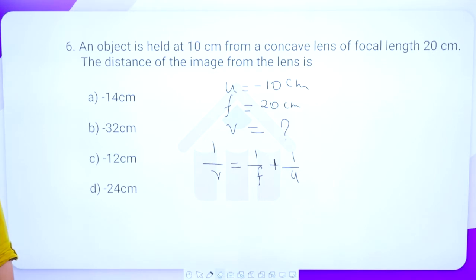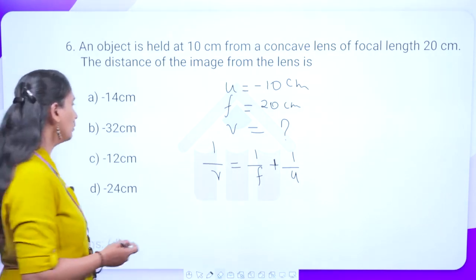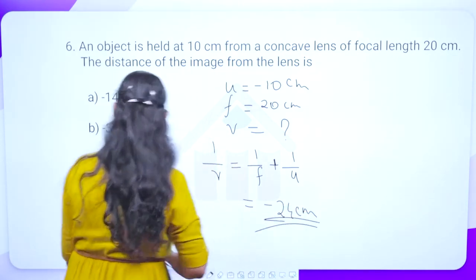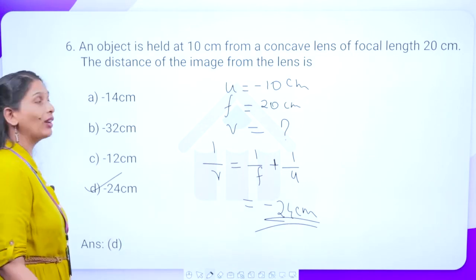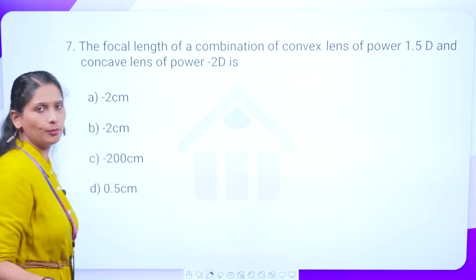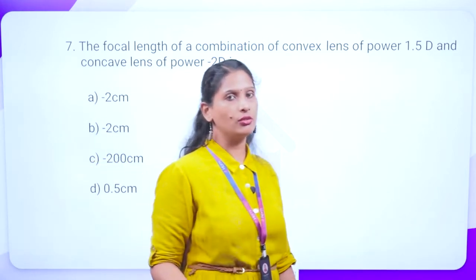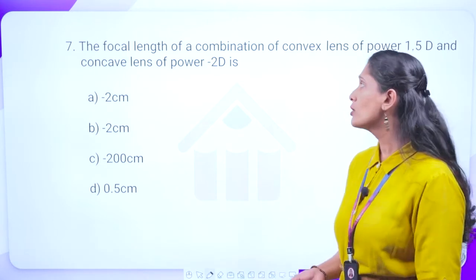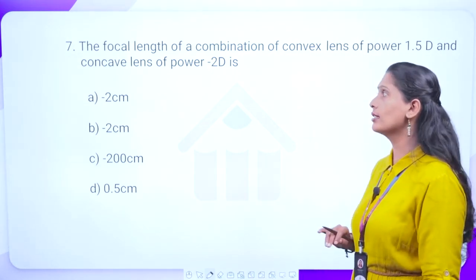By substituting and simplifying, you will get the value. I am not taking enough time. If you substitute the values and simplify, you will get it to be minus 24 centimeter, which is option D. I am not wasting time on calculation because you know the calculation part. It is just addition, subtraction and division. Basic arithmetic calculations. So, moving on to the next question here.